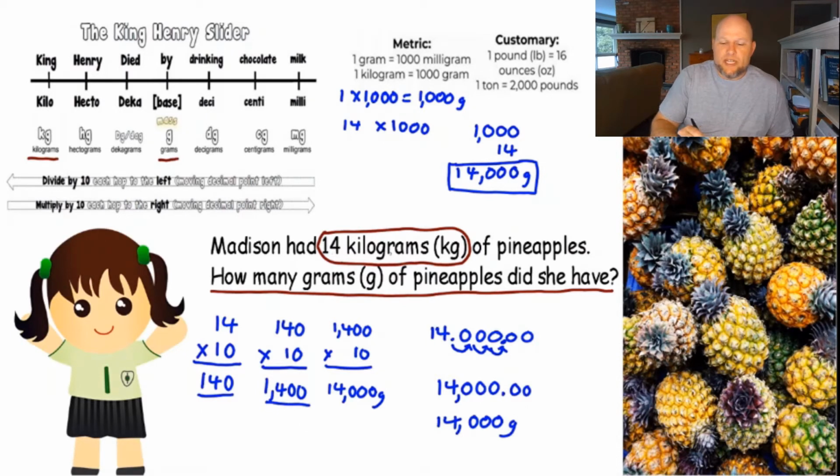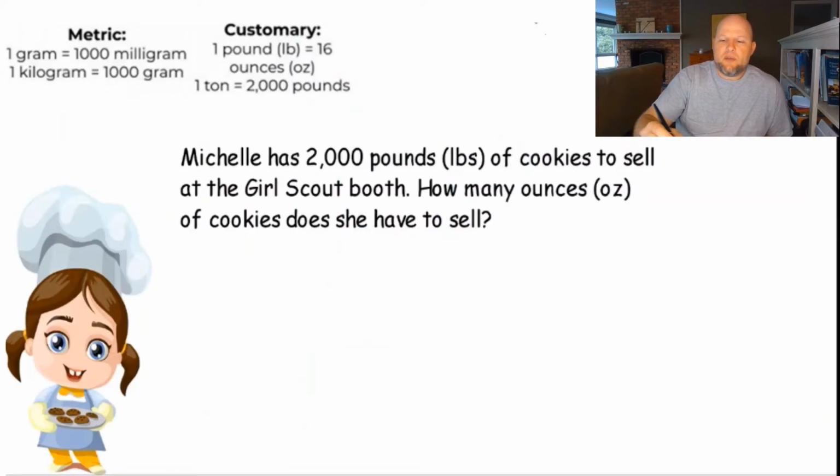Well, she had 14 kilograms, which equals 14,000 grams. Now let's try one in the customary set. We have our problem here. Michelle has 2,000 pounds of cookies to sell at the Girl Scout booth. How many ounces of cookies does she have to sell?